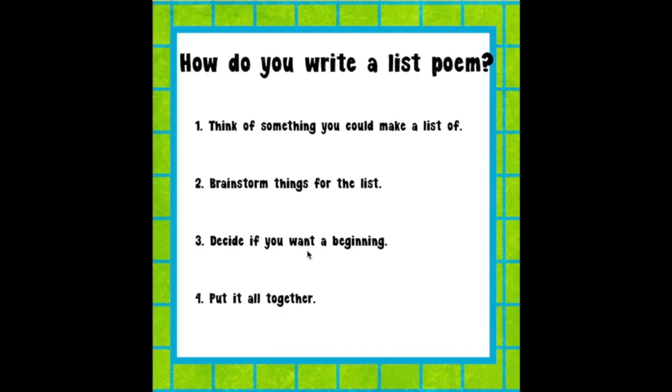And then decide if you want a beginning. I guess if I was going to write a poem about dogs and I wanted a beginning, I could say something like, I do not have a dog. My children really want a dog. And if they could choose, they would choose. And then I would list all those dogs. And then I would just put it all together, sit down and write it down on paper, type it out on paper, and there I would have a poem.